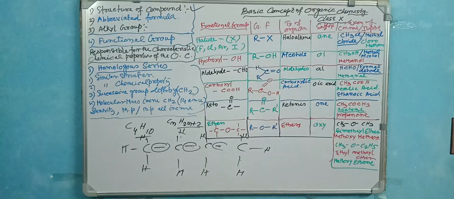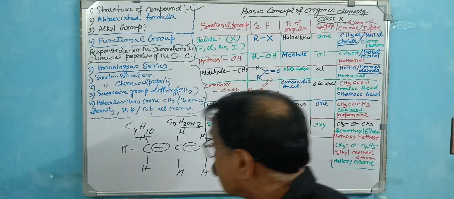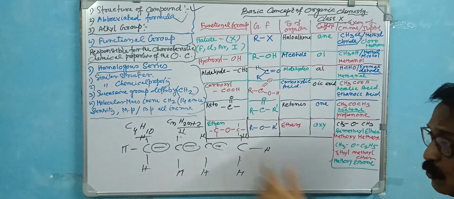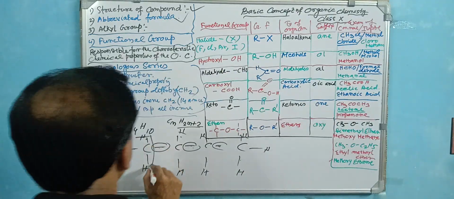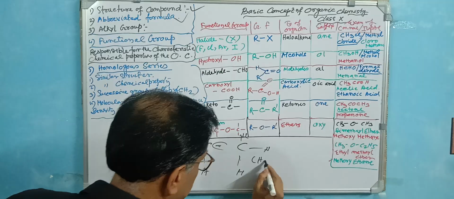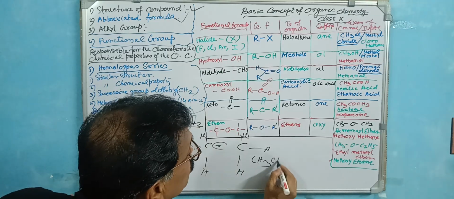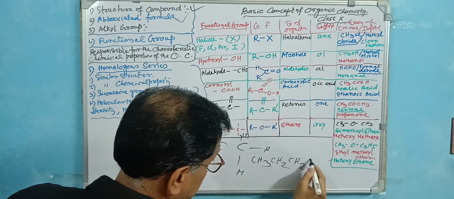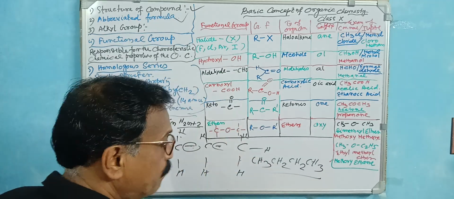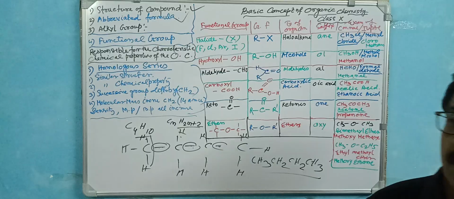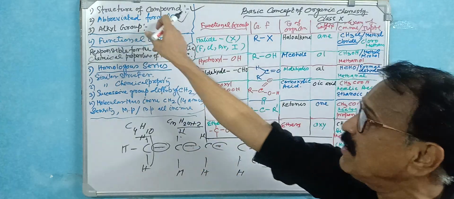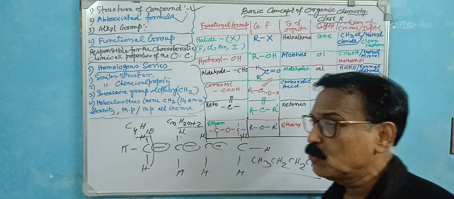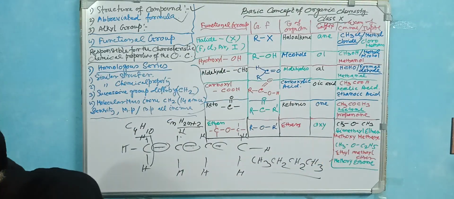If you write the abbreviated form, that means the short form, you do not draw the structure. So this part is CH3, you write CH3. This is CH2, very easy. This is CH2. And this part is CH3. This is actually called the abbreviated form of the organic compound. Abbreviated form. Suppose this is butane; similarly you can draw pentane, hexane.